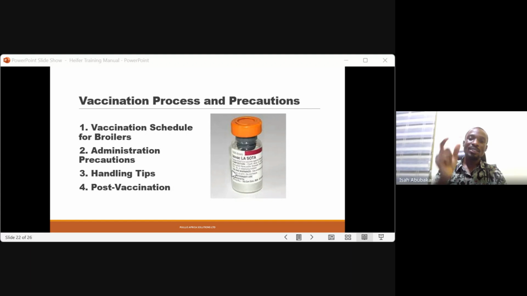So once you turn it gently and the water mixes, the vaccine mixes appropriately, then you now turn the water that you have inside this bottle inside the main water that you have prepared. When you turn it, then you now mix the water so that the vaccine actually mixes properly inside this water that you prepared. Then you can now administer the vaccine.